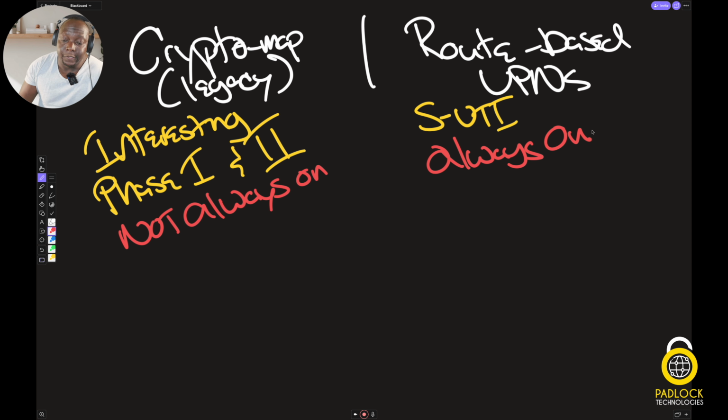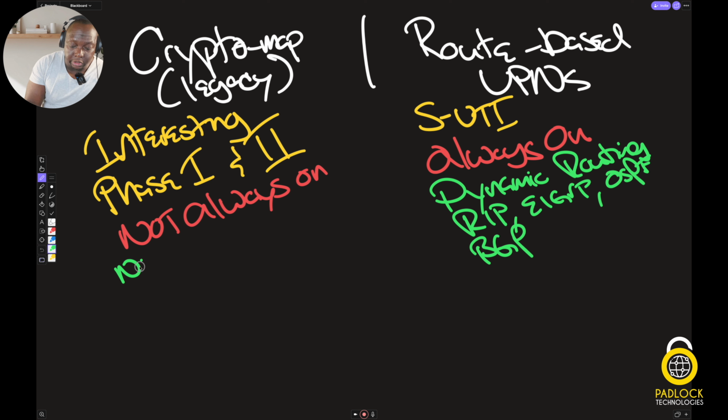You can run dynamic routing protocols over it. So this is your, God forbid, RIP, EIGRP, OSPF, BGP. With crypto map, you cannot run this. It has no capabilities of dynamic routing.